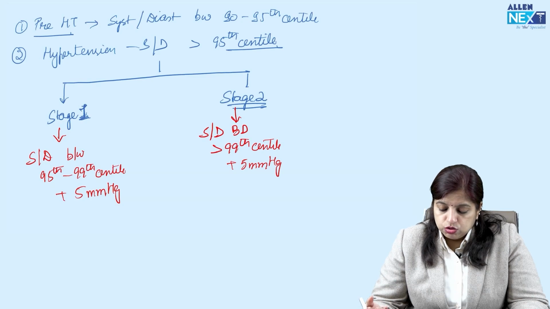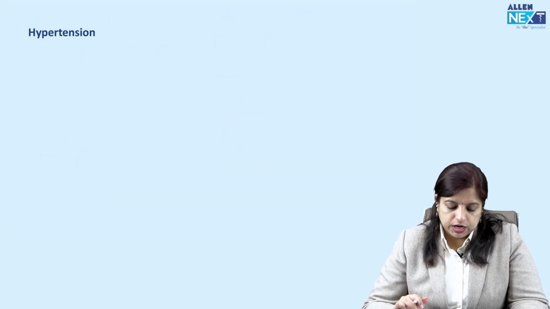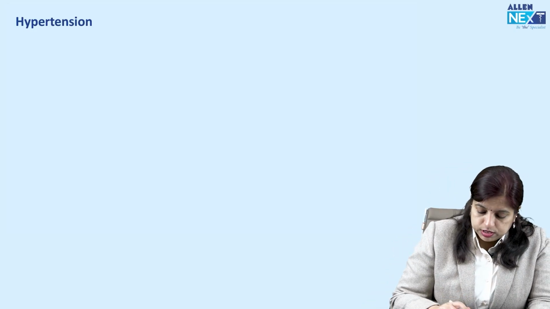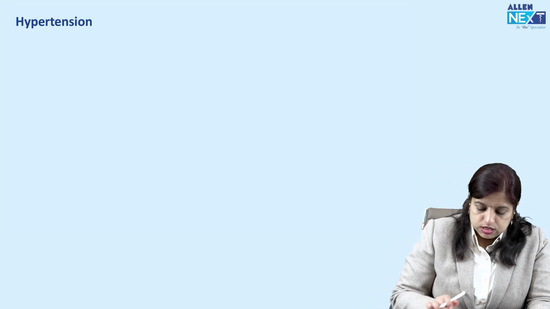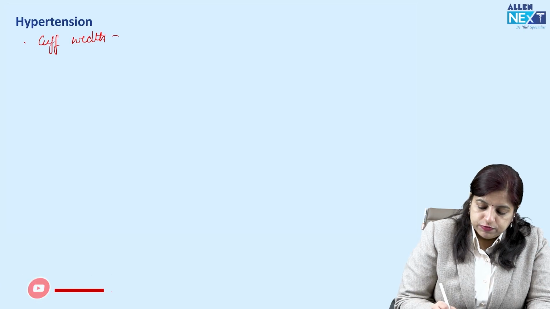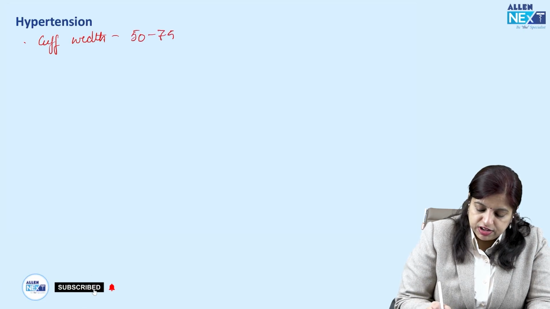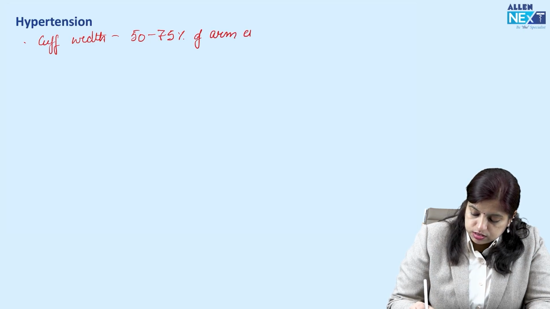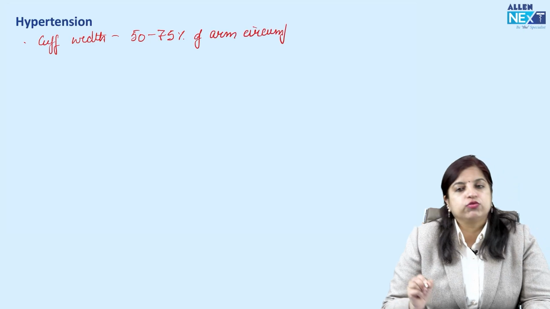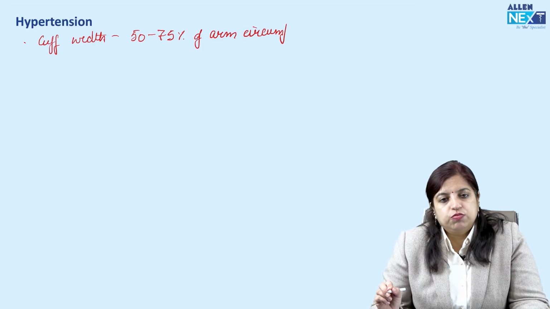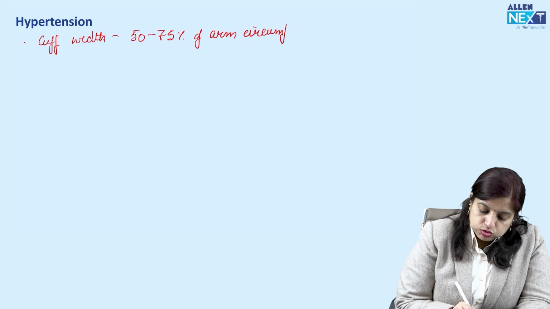Now there are certain norms to be followed when measuring blood pressure in children. Number 1, the cuff width used should be 50 to 75% of arm circumference. Very, very important. You have to remember this. These are all potential MCQs. All have come in your previous year questions. So, therefore, you should remember this.